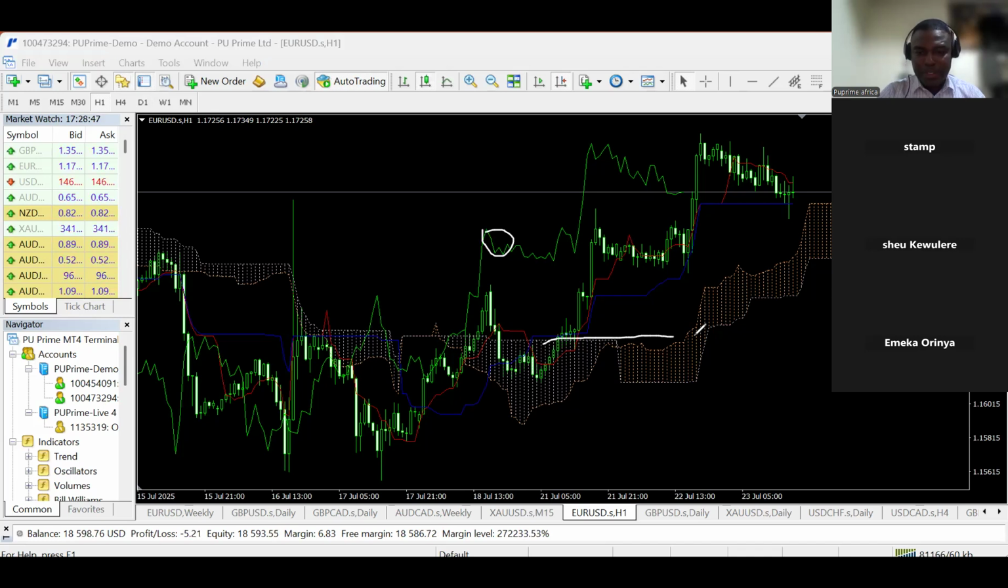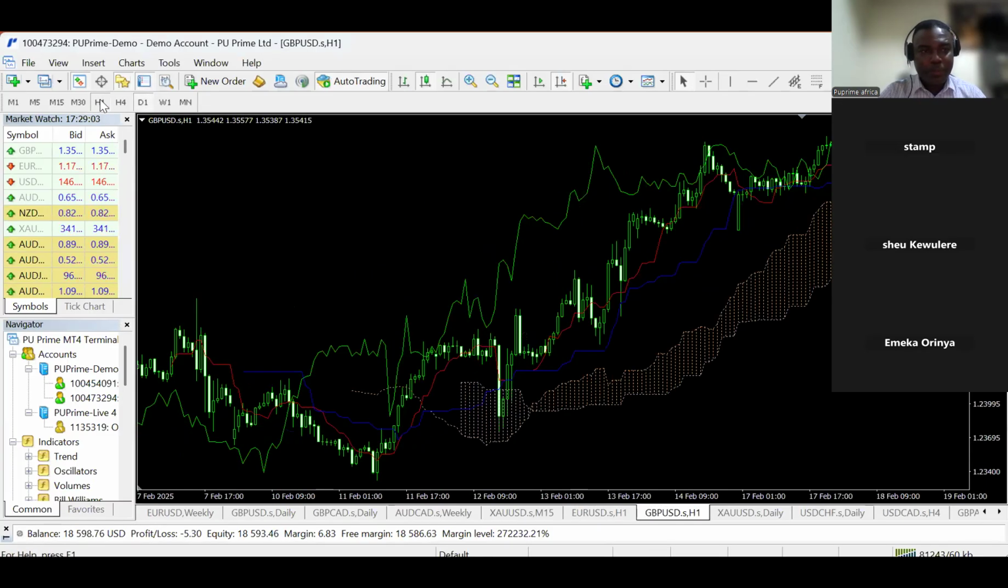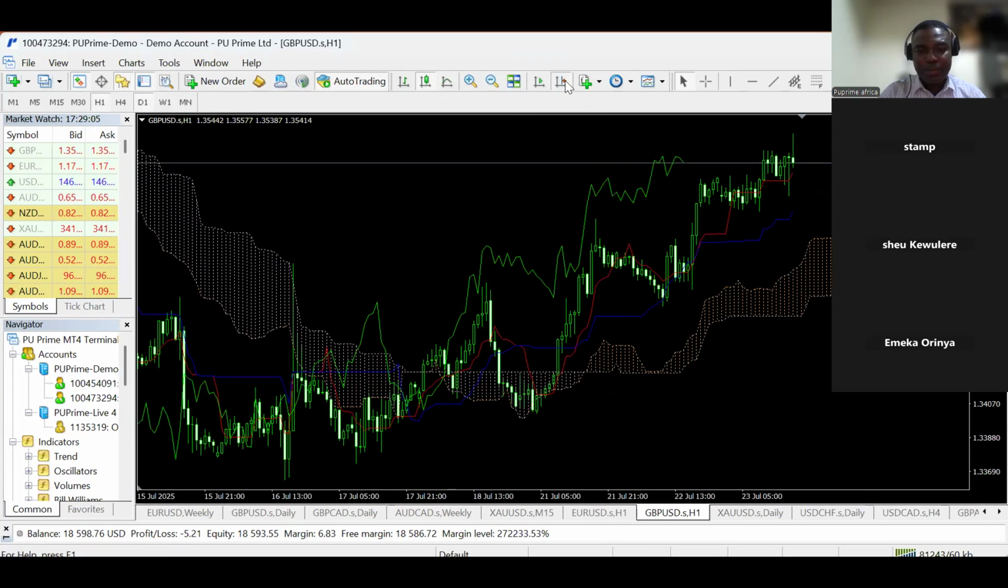This is the support and resistance. And these are the moving averages that we need to allow to cross over for us to get our trading opportunities. Let me go to another currency pair. That's Euro USD. This is GBP USD.